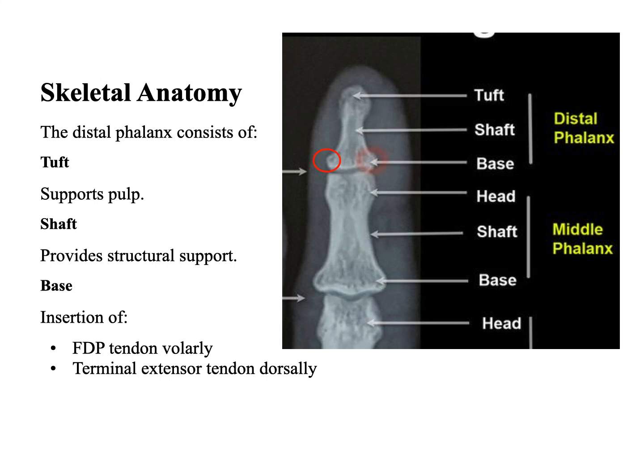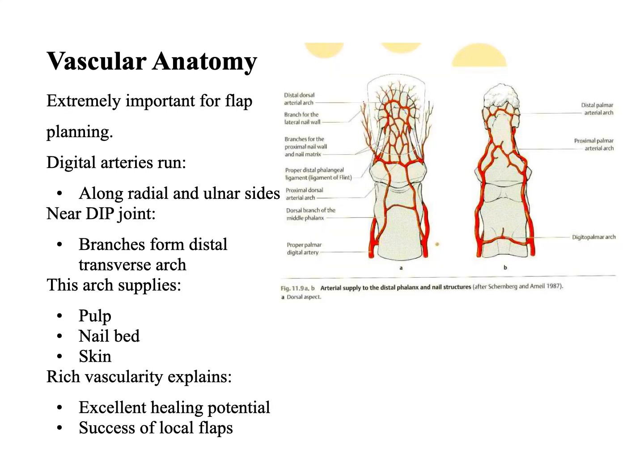The area, these are the base, or the basis, of the distal phalanx. It articulates with the proximal phalanx through the distal interphalangeal joint. The vascular anatomy is important. Why is it important? You should keep in mind the vascular anatomy when you design your flaps, okay?